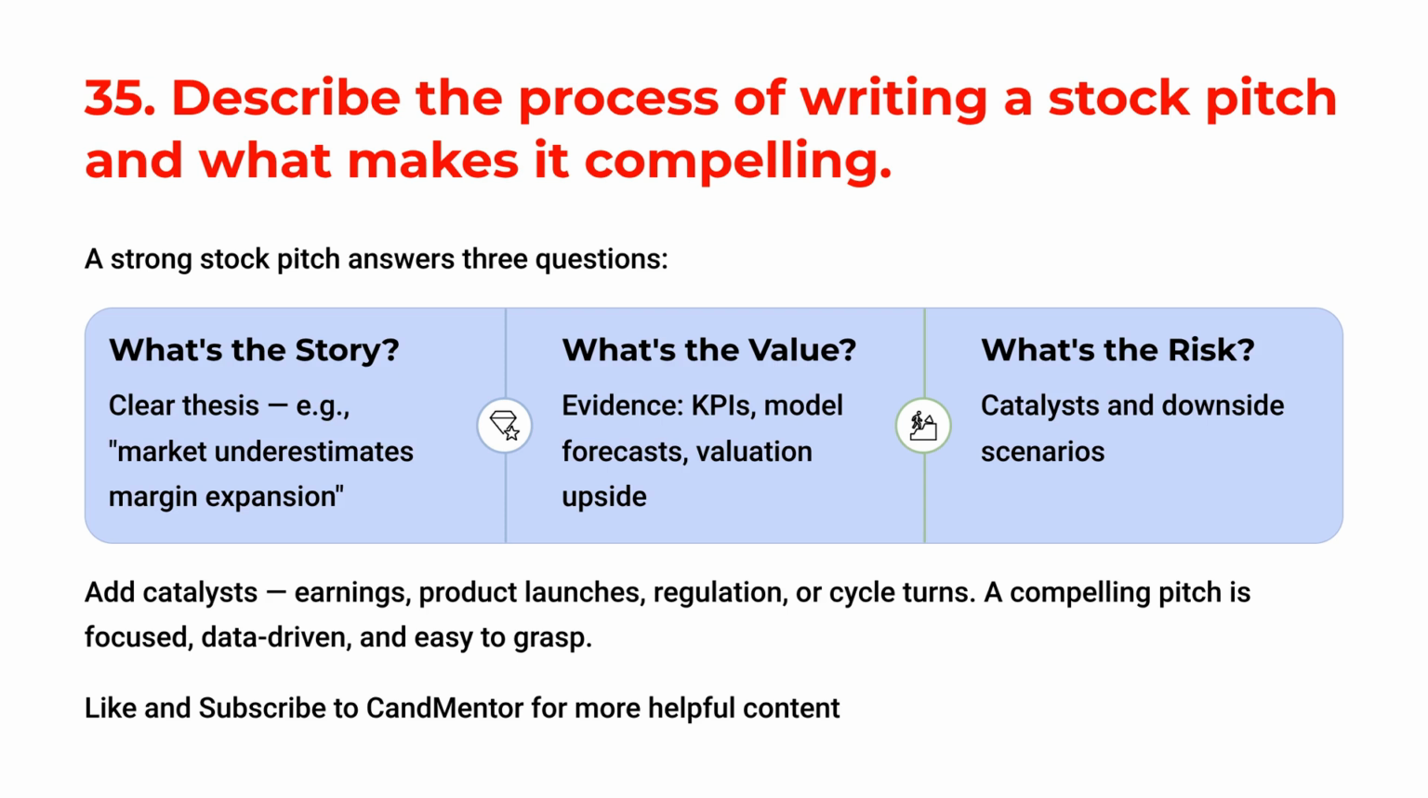Describe the process of writing a stock pitch and what makes it compelling. A strong stock pitch answers 3 questions. What's the story? What's the value? What's the risk? Start with a clear thesis. For example, market underestimates margin expansion. Provide evidence, KPIs, model forecasts, valuation upside. Add catalysts, earnings, product launches, regulation, or cycle turns. A compelling pitch is focused, data-driven, and easy to grasp.